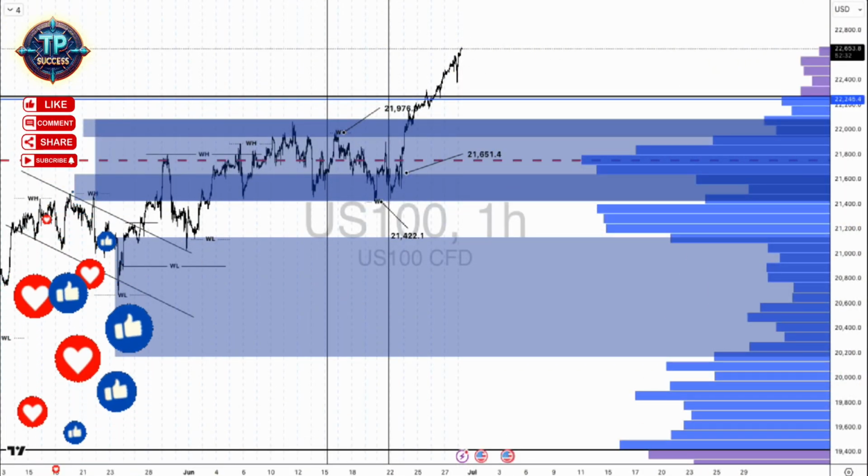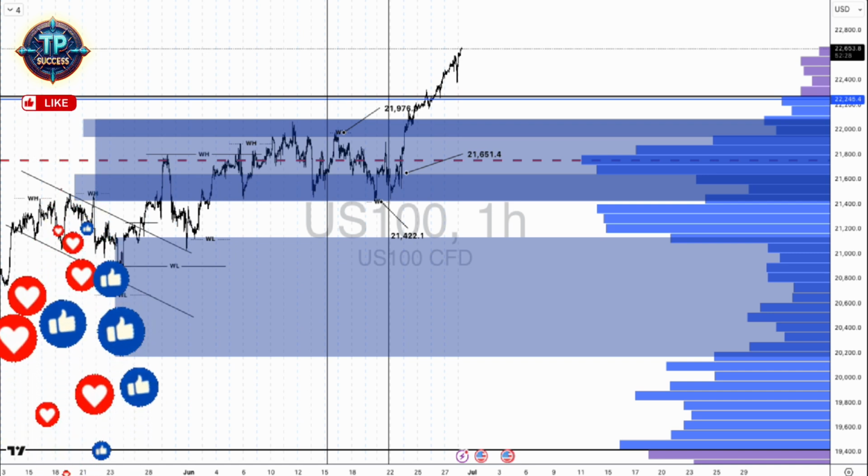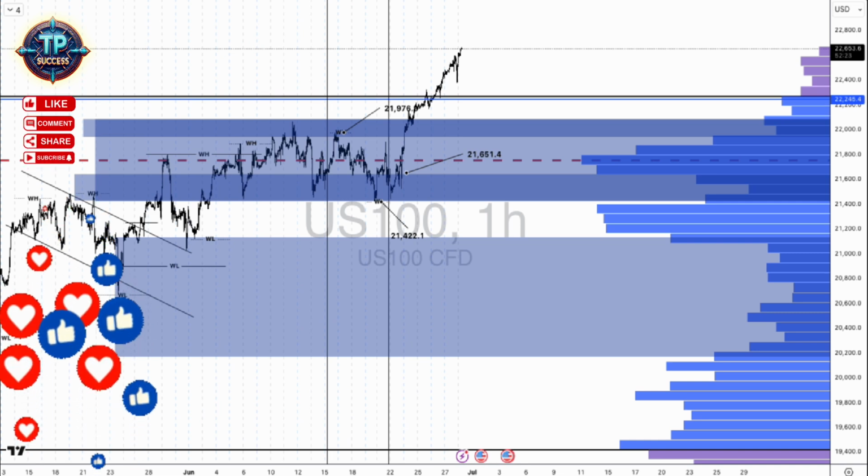Today I'll be showing you how I swing trade NASDAQ 100 using volume profile as part of my technical analysis.